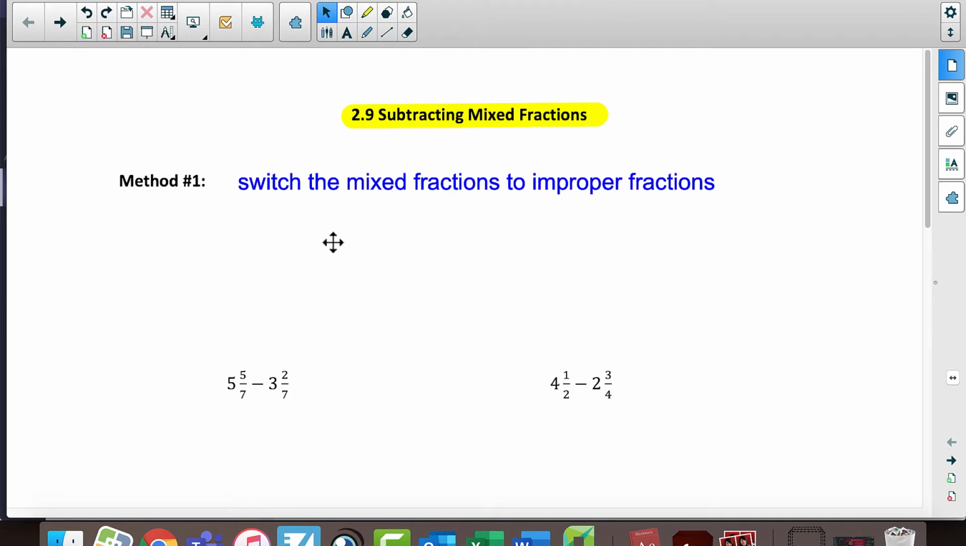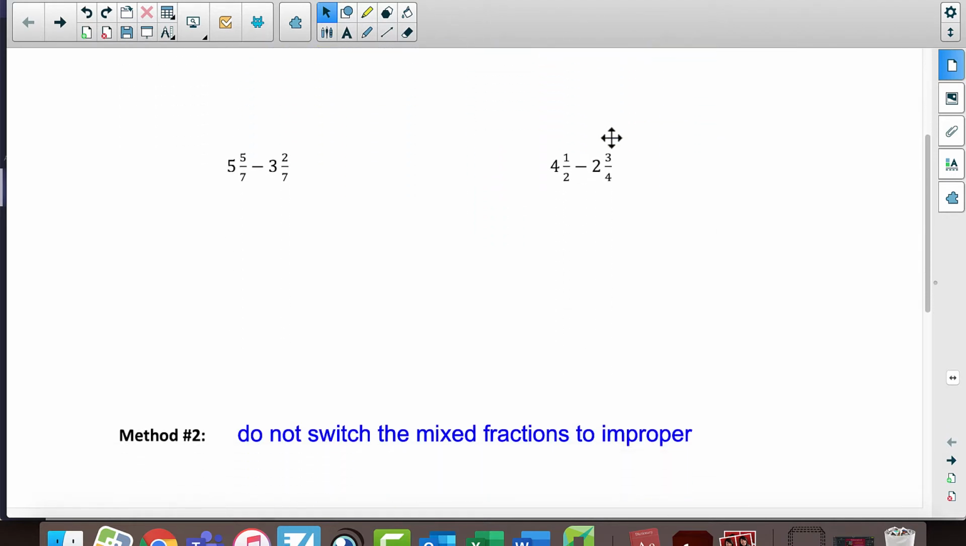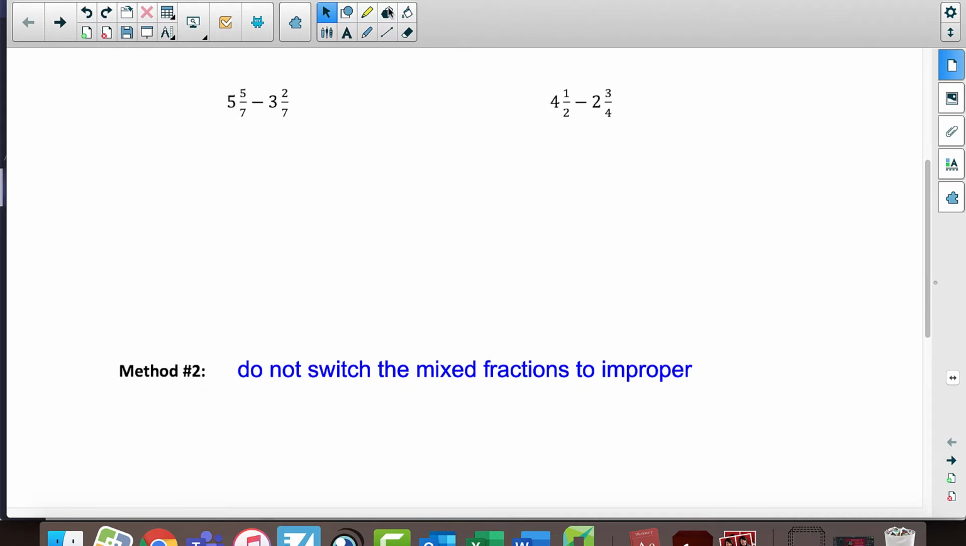So, just like before with the addition, you might end up with some large numerators. But if you can live with that, then there's no reason not to use this method. It can take a little bit longer and you can get some large numerators, but besides that, it'll still work. So, let's try a couple questions where we switch them to improper.